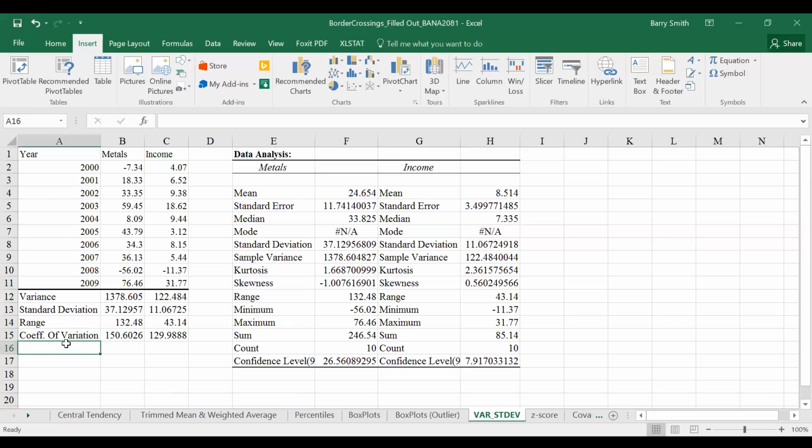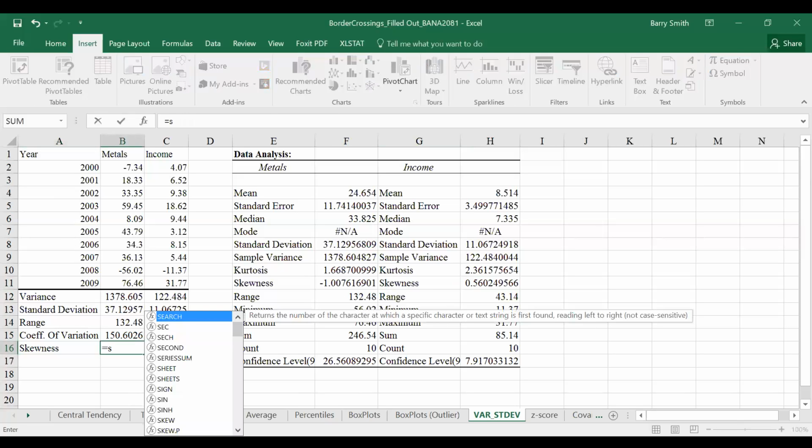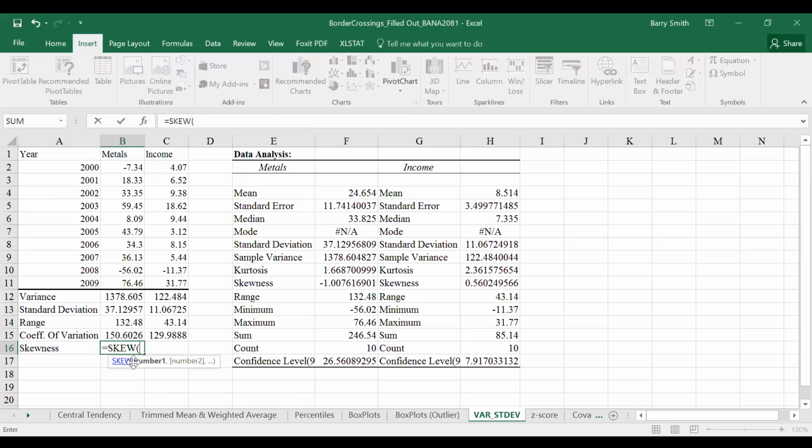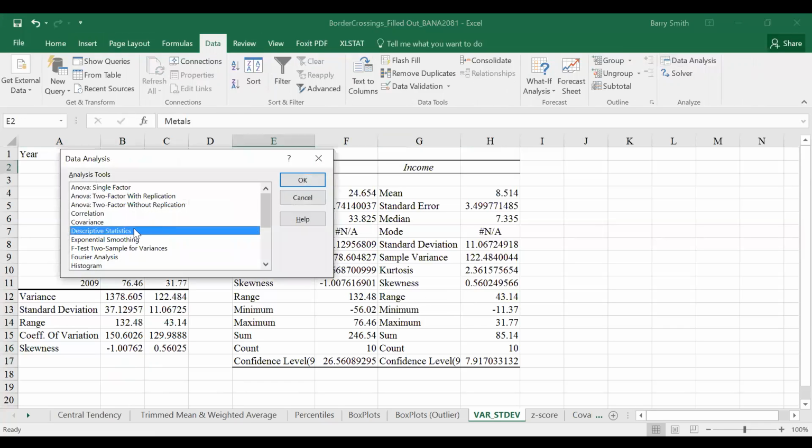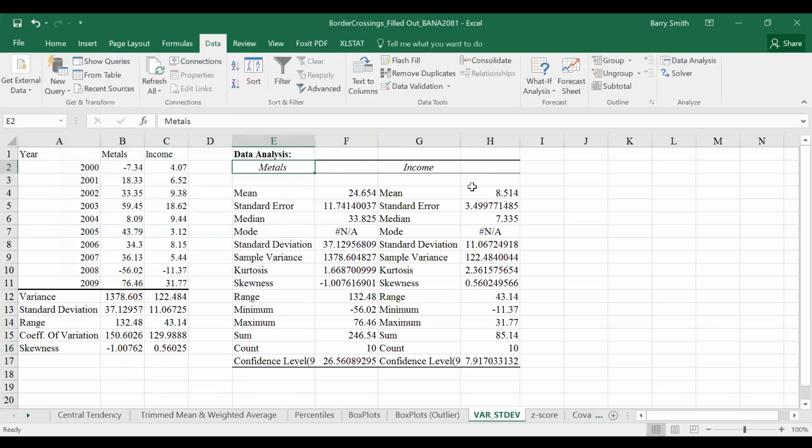And there's also a formula for that in Excel, and that's just equals SKEW, and that should get us there. And we're going to just use that one. We're not going to use the population one. Hit enter, and we get the same value here. If we copy that, that gives us the same value there. So we can do it by hand, or we can do this. And this again was just found using the data analysis, and then the descriptive statistics, and then that gave us all the descriptive statistics for the metals and for the income. All right, let's move on.